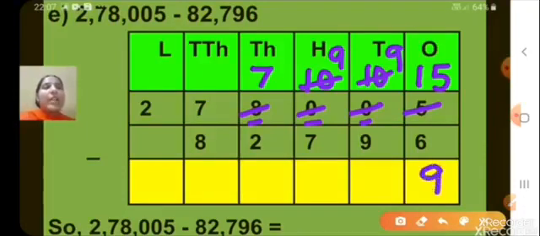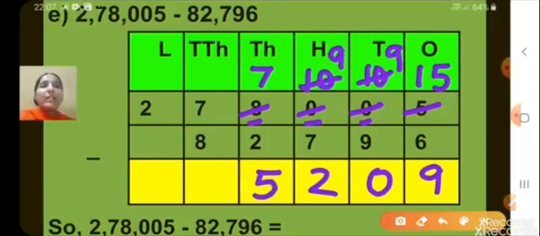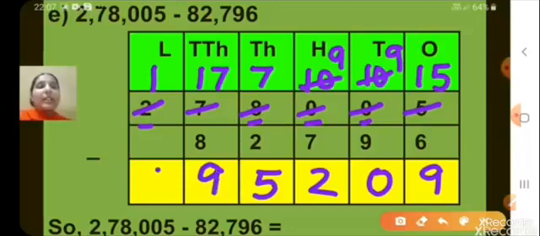9. Now let's move to tens column. 9 minus 9, what will we get, children? 0. Now look at the hundreds column. 9 minus 7, 2. Now look at the thousands column. 7 minus 2, 5. Now look at the 10,000 column. So 7 minus 8, that is not possible. It means we have to borrow from lakhs place. So the digit 2 is there. So when we borrow 1, 1 will be remaining here, and this 7 now becomes 17. So 17 minus 8, what will we get? 9. And this 1 will come here.